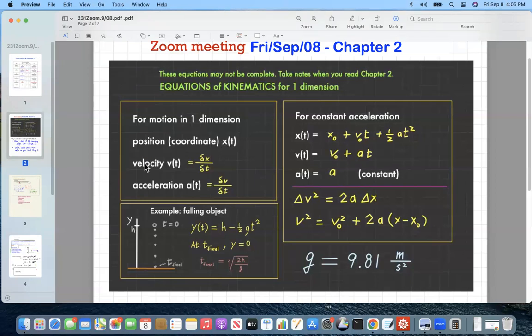Then there's velocity. Velocity is the rate of change of position. So as the position of the particle changes along the line, it will have a velocity. And velocity is the change in position divided by the change in time. That is the change in coordinate value divided by the time during which that motion occurred.